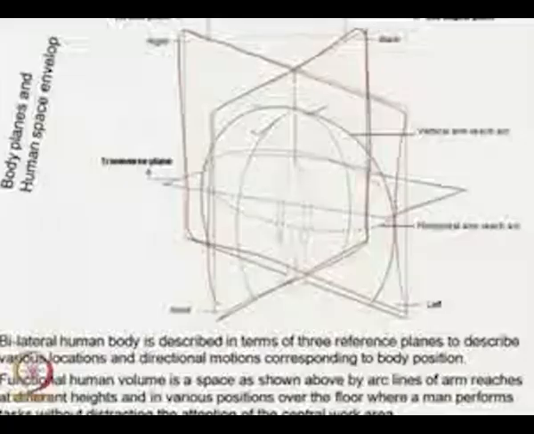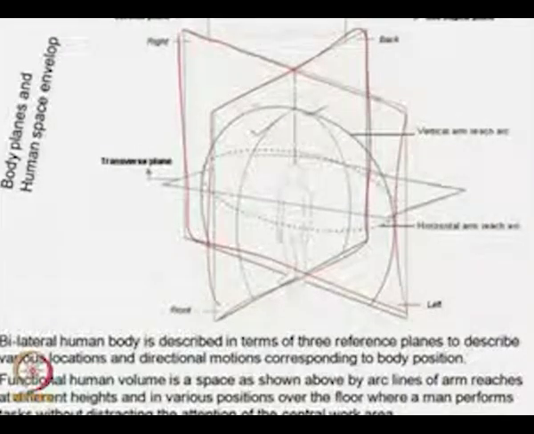The bilateral human body is described in terms of 3 reference planes to describe various locations and directional motions corresponding to body position. Functional human volume is a space, as shown above by arc lines of arm reaches at different heights and various positions over the floor, where a man performs tasks without distracting attention from the central work area.